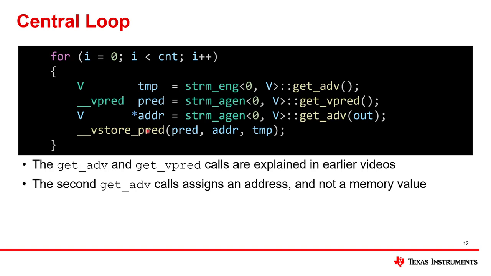vStore pred is where the holding register and temp gets stored to the vector at this address under control of this predicate. And that will be explained in more detail in the next slide.